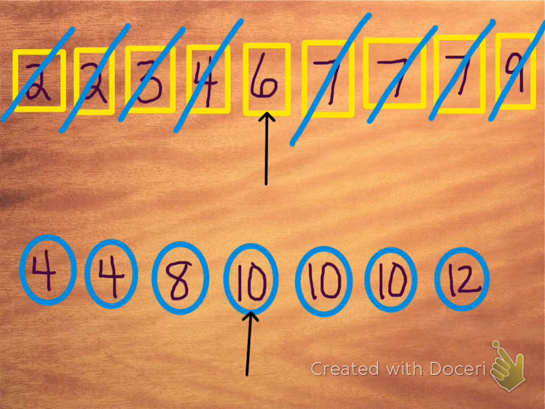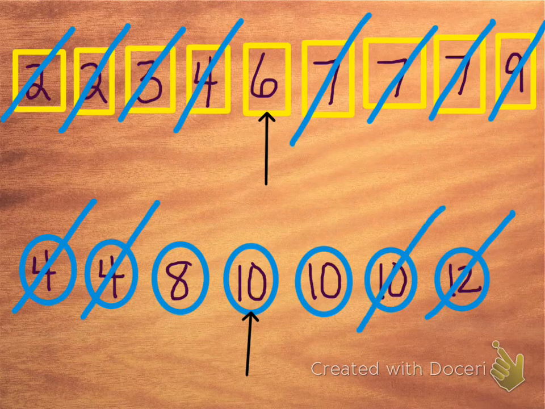So if you take a look at my example at the bottom, we have 4, 4, 8, 10, 10, 10, and 12. If we cross off the same way that we did in the last example, we end up with 10 as our median.